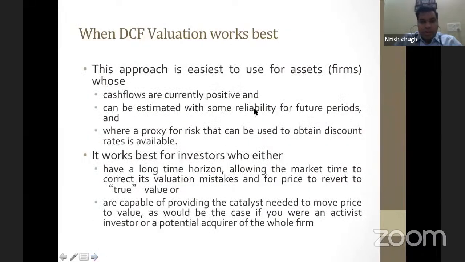This method works best, and it is the easiest form to use, for assets where the cash flows are currently positive and can be estimated with some reliability for future periods. There may be some reliability on the future forecast or future earnings. Then this method is the easiest to use, and where a proxy for risk that can be used to obtain the discount rate is available. If there is a proxy available, then it is very easy to use this method, and it is the best form of method suited for such scenarios.